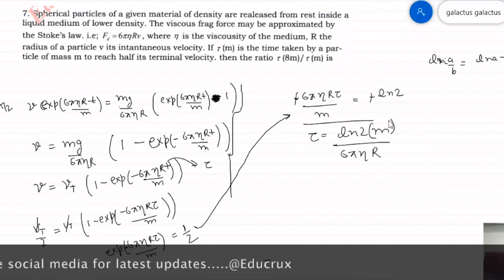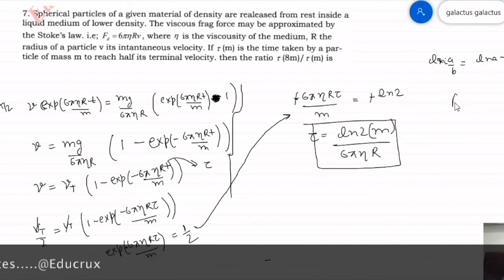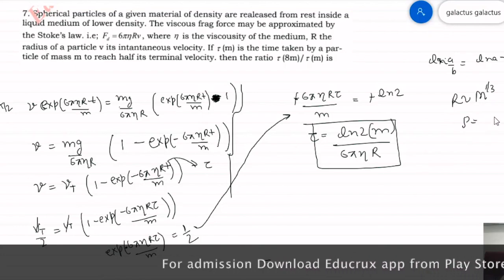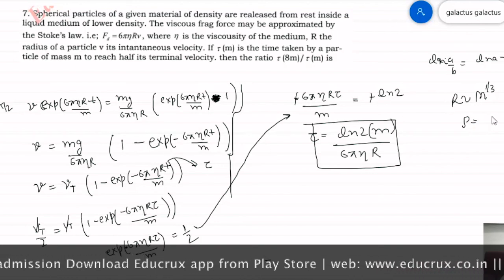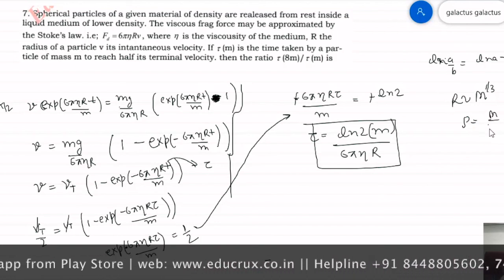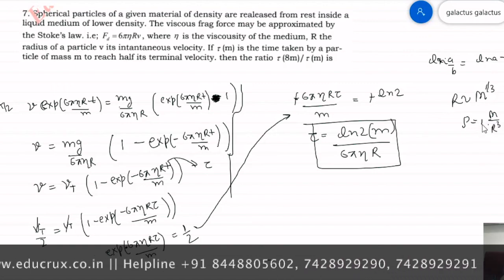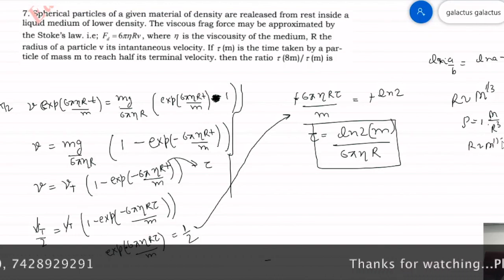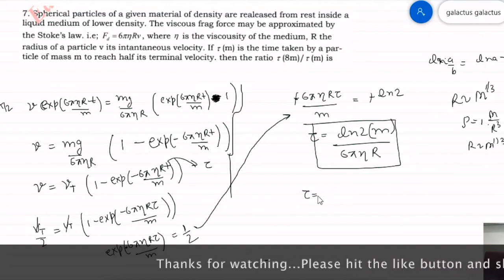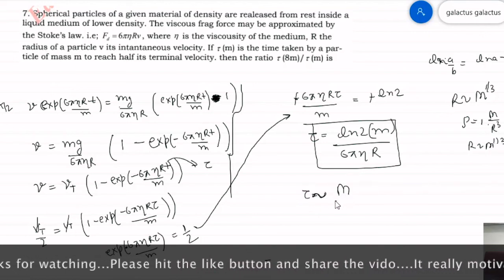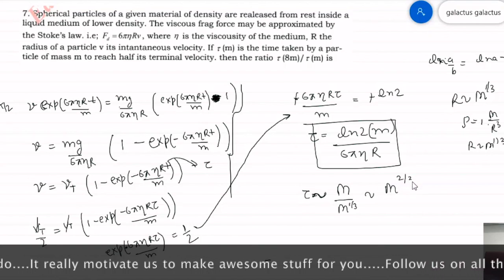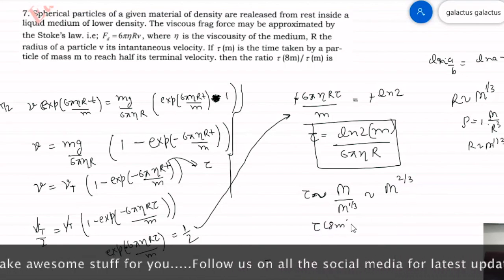So this is the final expression for the tau, and we see that r is proportional to m to the power 1 by 3, because density of the object will be constant. So rho is constant for both the bodies. So rho is equal to mass per unit volume, and if it is a spherical body, then it is related by r cube. So r is proportional to m to the power 1 by 3. So tau is proportional to m upon m to the power 1 by 3, which is proportional to m to the power 2 by 3.